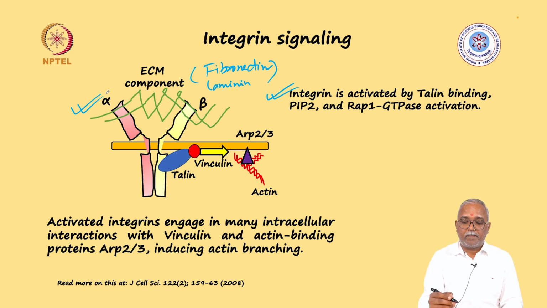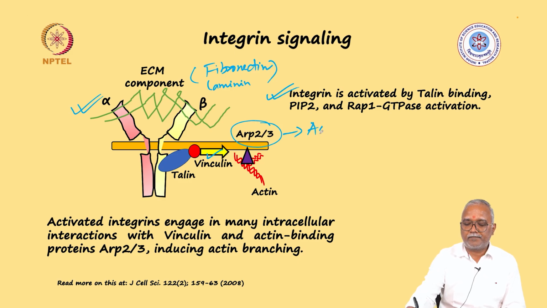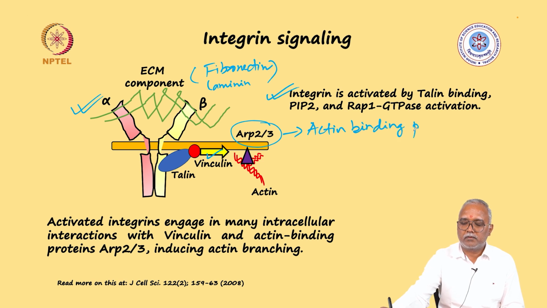So what has been seen is that often this signaling is anchoring the intracellular actin filament to the membrane with the help of these molecules called vinculin and ARP2/3. This is an actin binding protein that helps in branching.